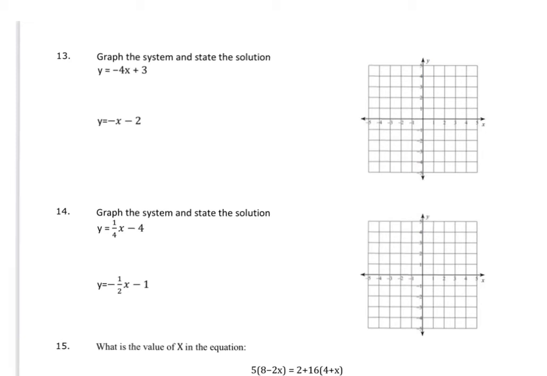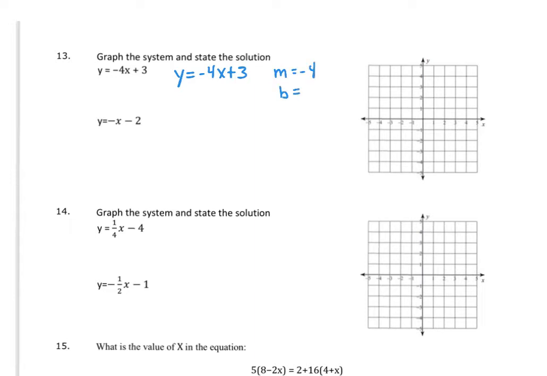Okay, we are on the last page of our review, page 4. So we've got number 13. It says graph the system and state the solution. So we start out with our first equation, y equals negative 4x plus 3. Our slope is negative 4.